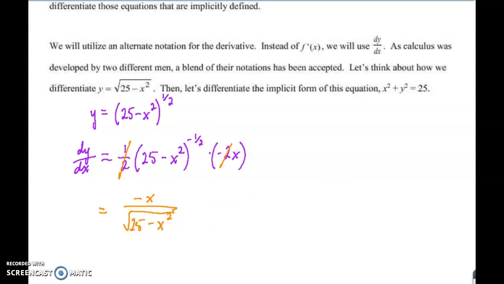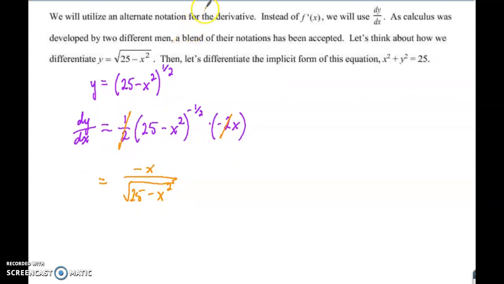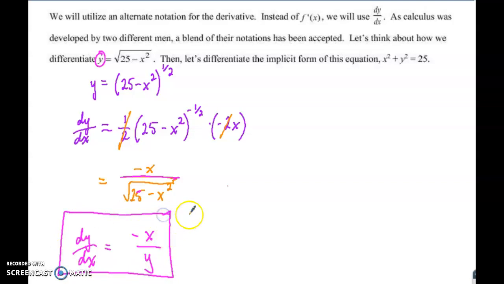I think you would do that. I don't know if you would do the next thing, which is recognizing that the denominator was defined as being y. So what I can do is simplify this: I can't change that negative x, but I can change the denominator because it's equal to y. So this is your derivative.